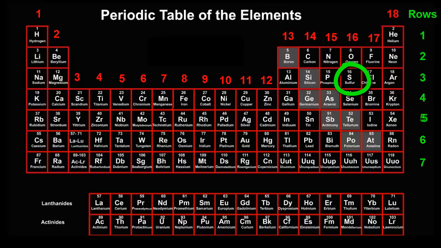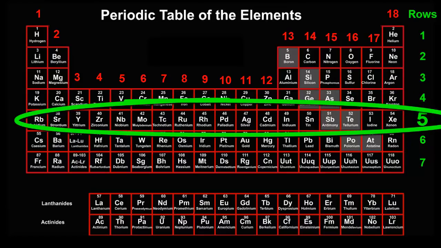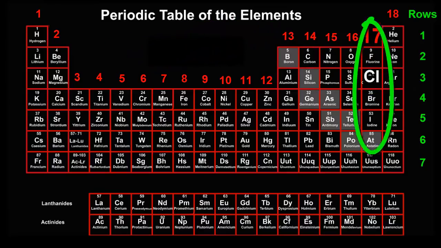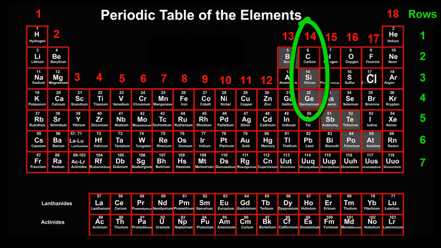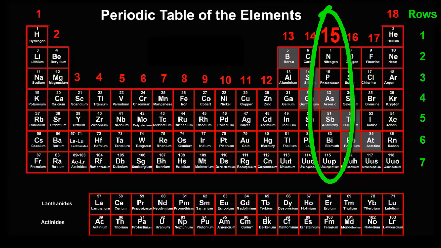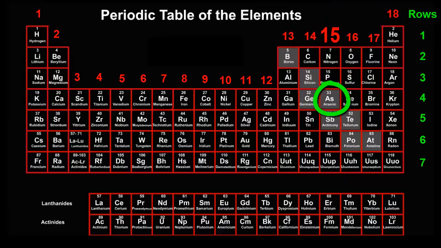Choose any element in the fifth row. There are a lot of possible answers for this. Could be strontium, tin, iodine. You choose. Which group is chlorine in? Group 17. Choose an element in group 15. Could be nitrogen or arsenic or any of the others. Your choice. But what if you were asked which element is in row 5 and group 2?